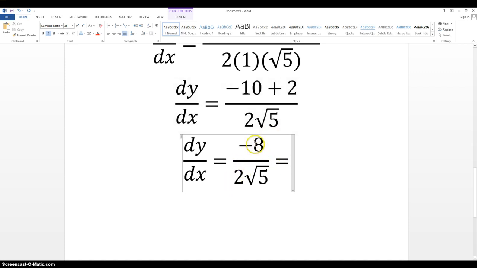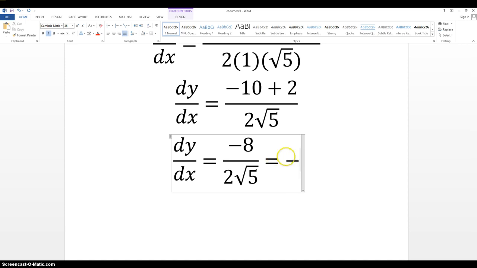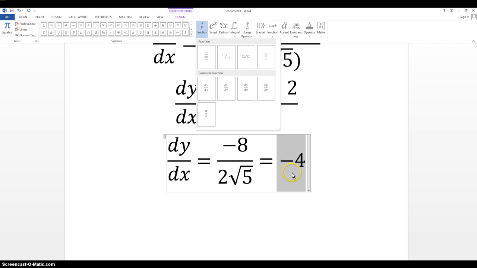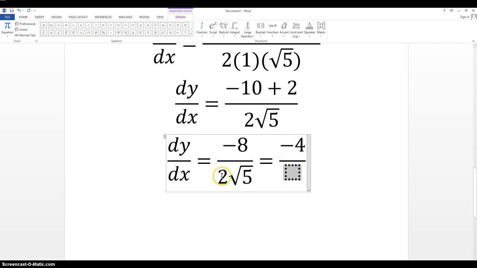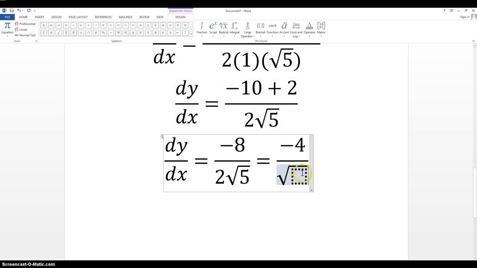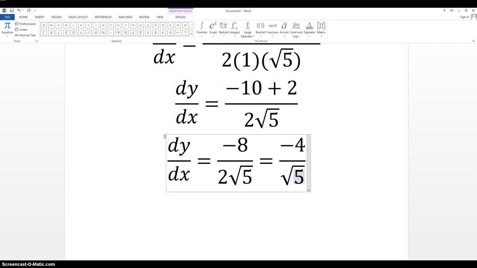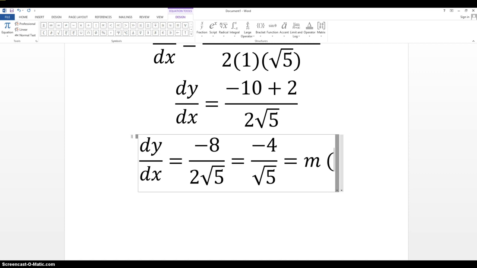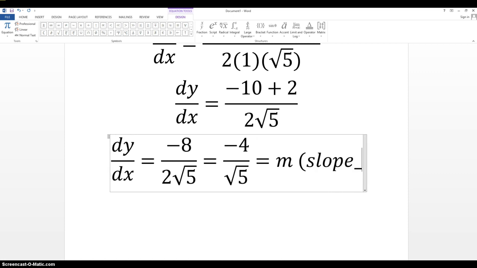2 can go into both of these. So negative 8 divided by 2 would be negative 4. And then 2 divided by 2 would be 1, so we're left with the square root of 5. So negative 4 over square root of 5, and that's also equal to my slope. Let me go ahead and put that in parentheses so you know that it's slope.